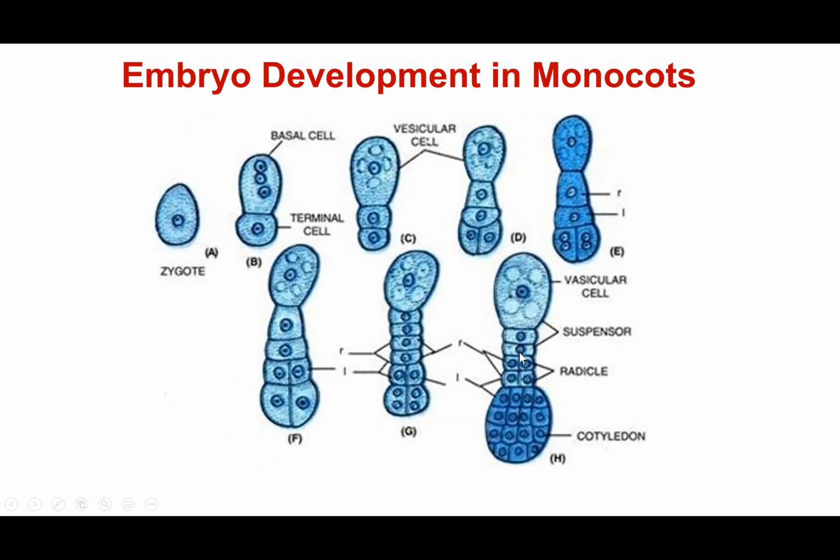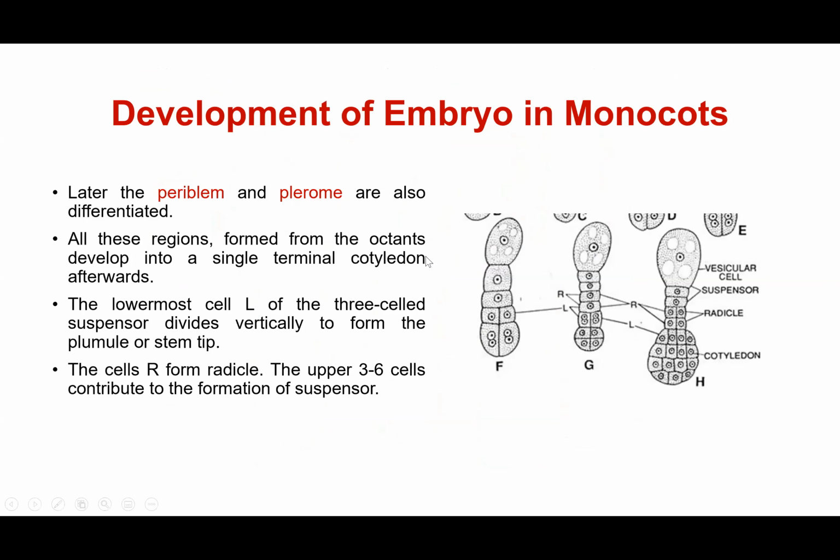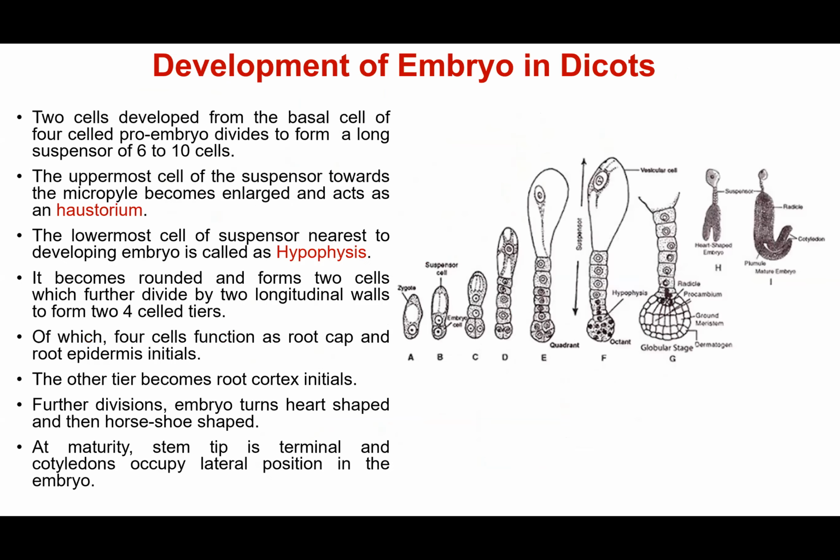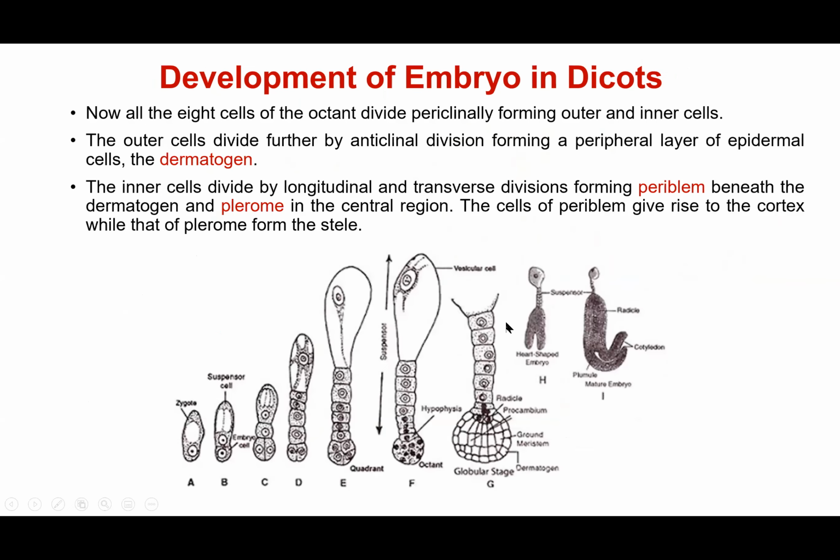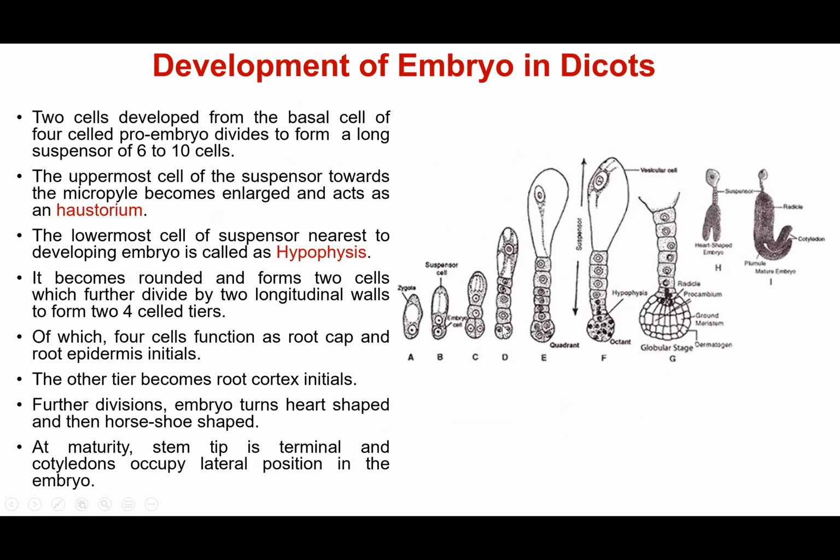The cells which are present above the R cell will act as suspensor cells. The uppermost cell, which is the basal cell, will remain as such and act as the vesicular cell and help in the absorption of nutrients. So the lower cells which are present will all together form a single cotyledon. Okay, so this is how the embryo development happens in dicots and monocots. Remembering each and every cell and how it happens is a little complicated, but if you remember the important stages, then you can manage.